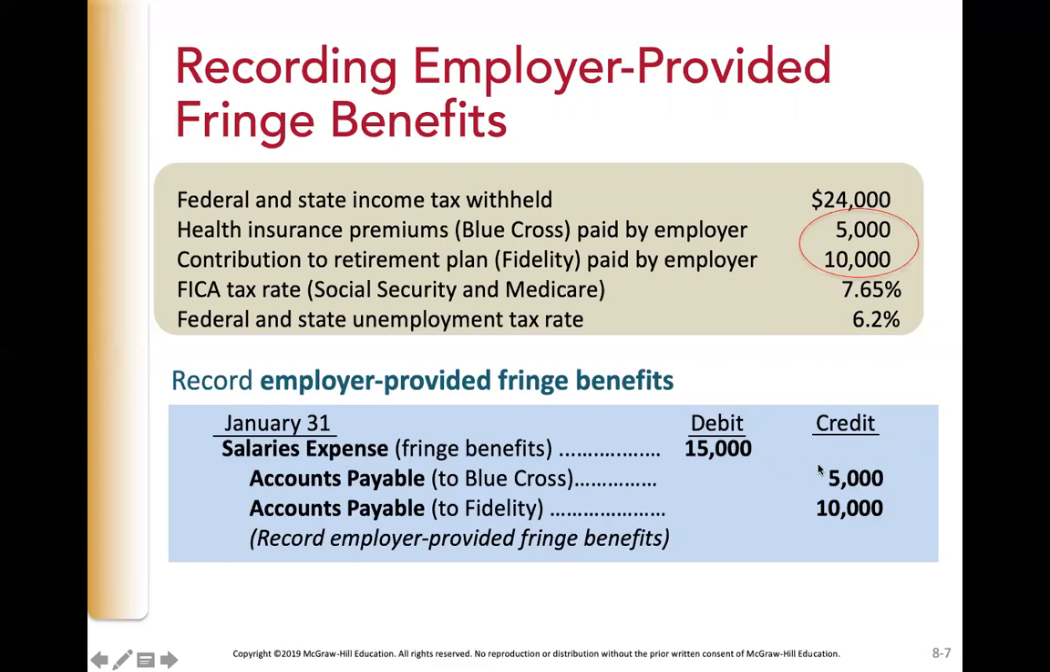Now, we need to credit these accounts separately to accounts payable. We need to record them separately because we're going to pay them to two separate people. We're paying one to Blue Cross and one to Fidelity. So $5,000 credit and $10,000 credit. Employer provided fringe benefits.